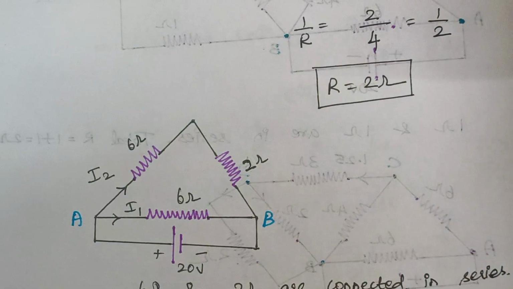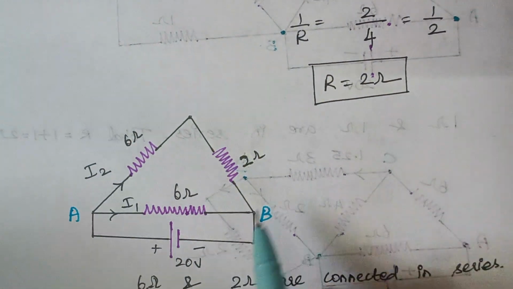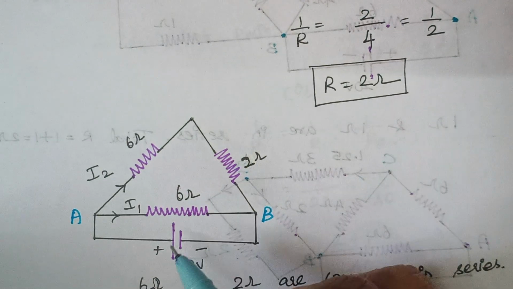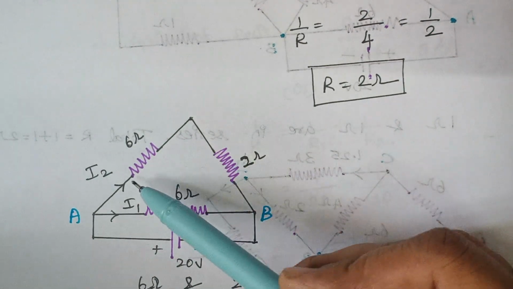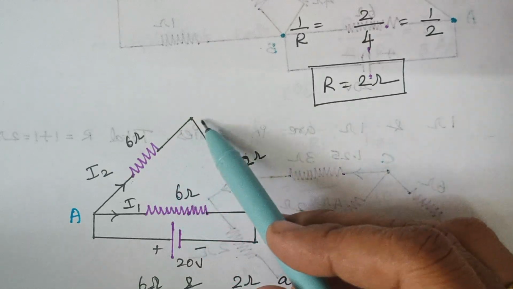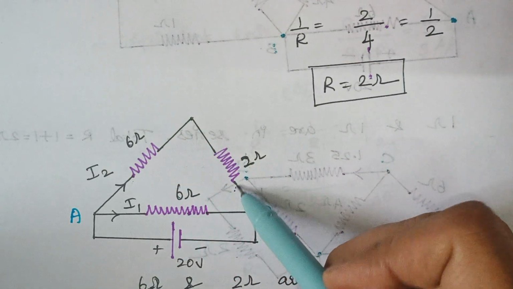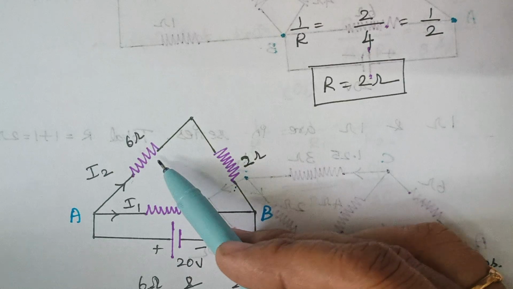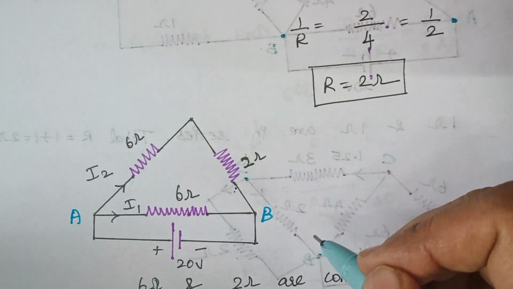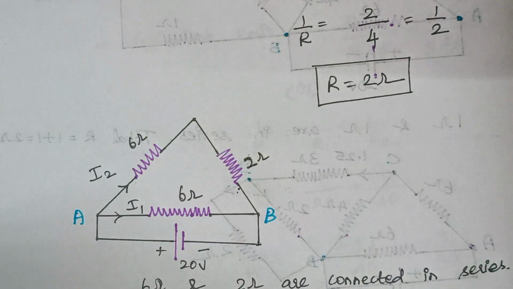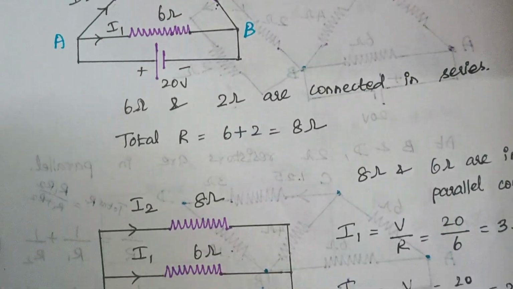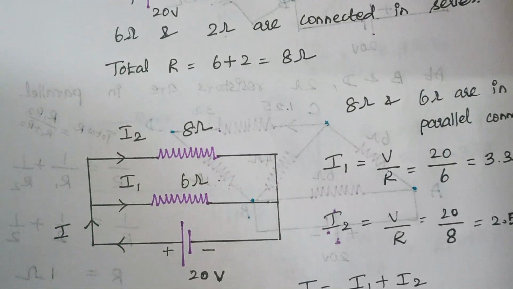Right. Now, our circuit is simplified like this. Again, when you look at this circuit, you see this 6 ohm and this 2 ohm resistors are connected in series. Now, how to calculate the total resistance? You have to simply add the values. So, 6 plus 2 will give you the answer of 8 ohms here. So, our circuit gets modified like this.